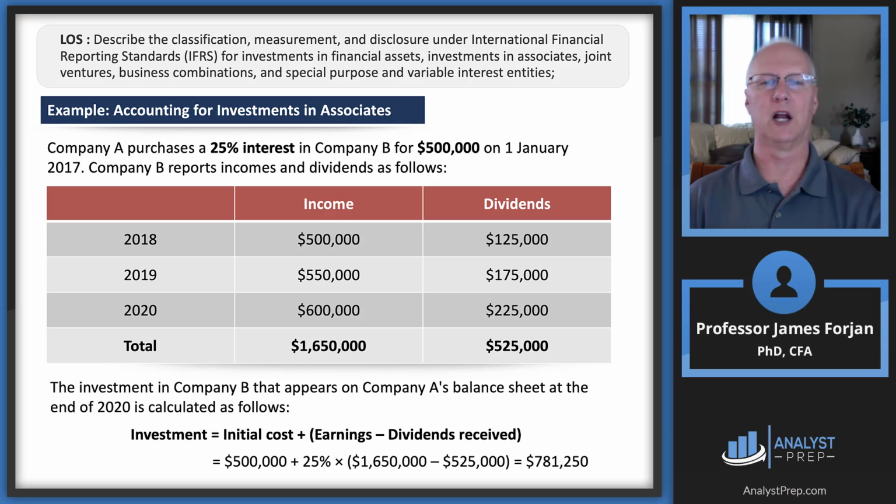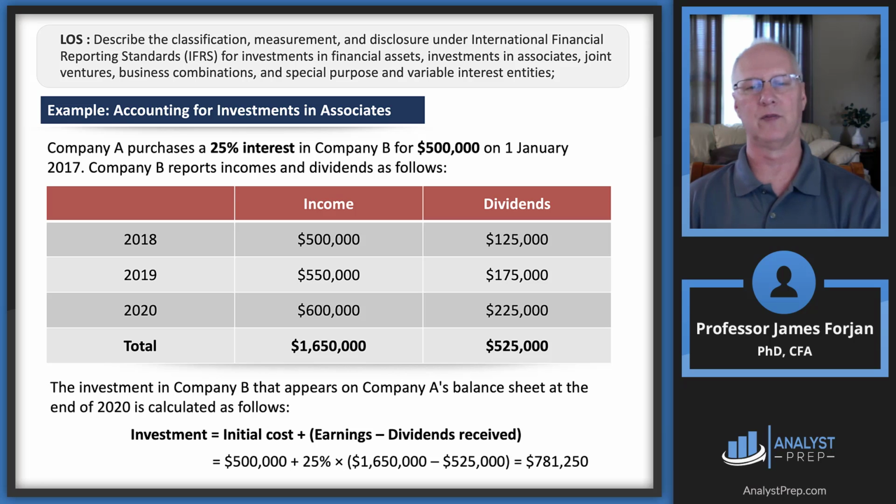Let's suppose a company purchases 25% for $500,000. And this company B has 3 years' worth of reported income. So there's 500, 550, and 600. If you sum those, that's 1.65 million. And then dividends paid, 125, 175, and 225. And they sum to 525.